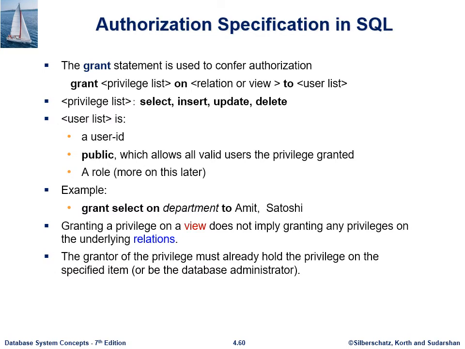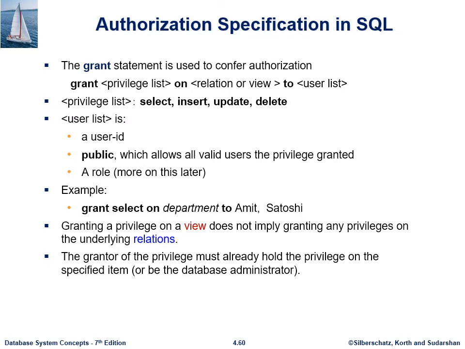Let's look at an example here. It's grant select on department to Amit and Santosh. Select is a privilege. If we want to grant more privileges, we can just add commas and so on: delete, insert or update. On which table? The department table. To which users? The user IDs Amit and Santosh.